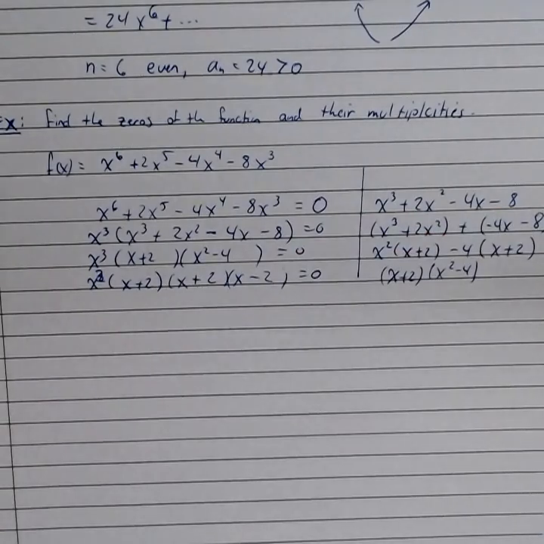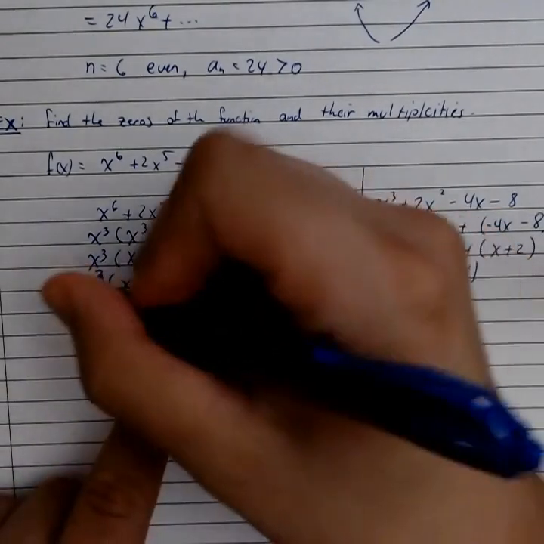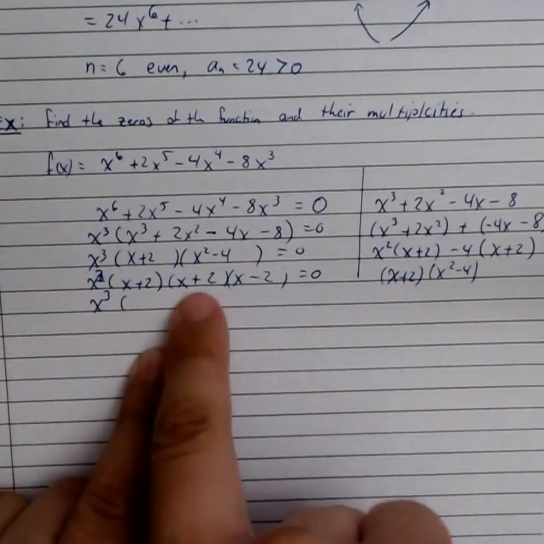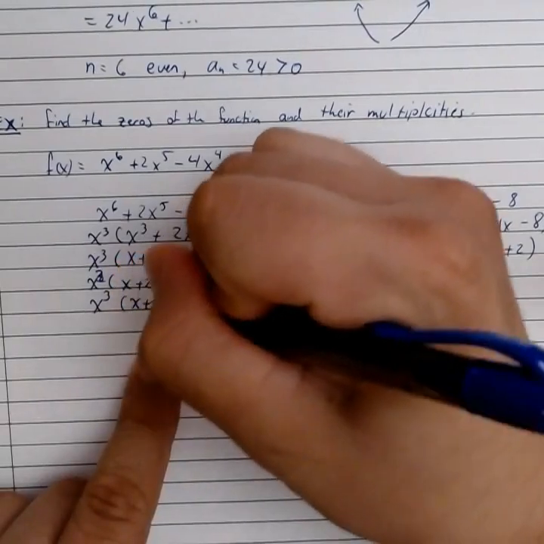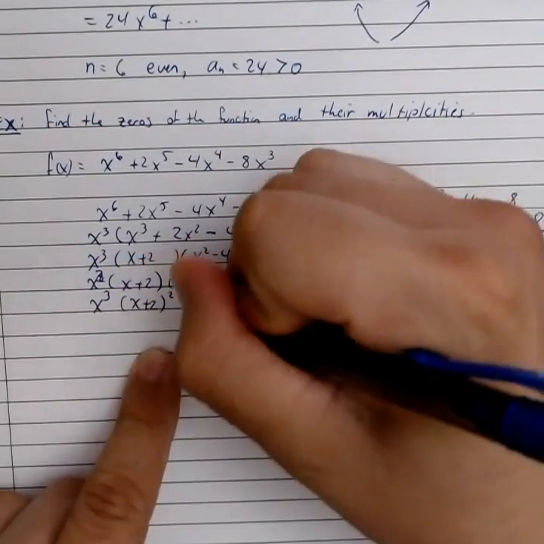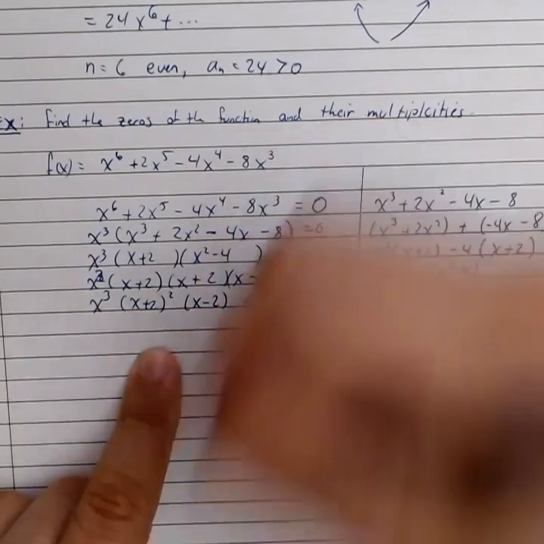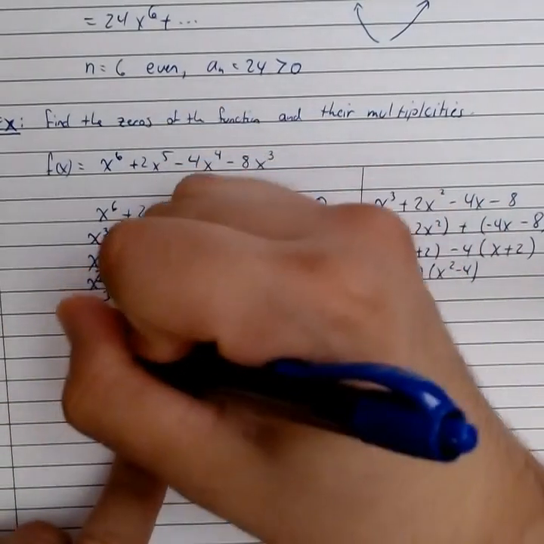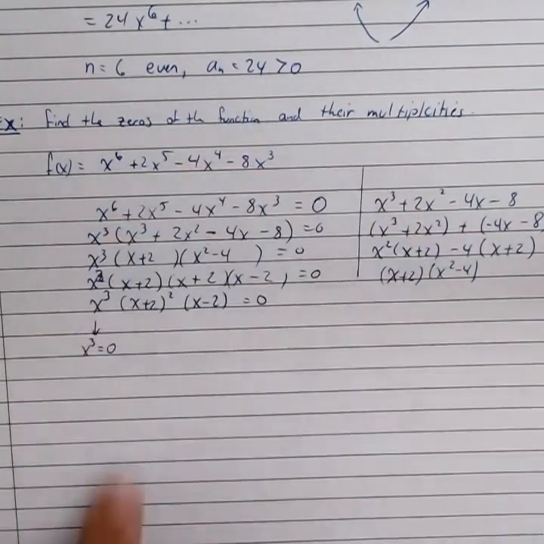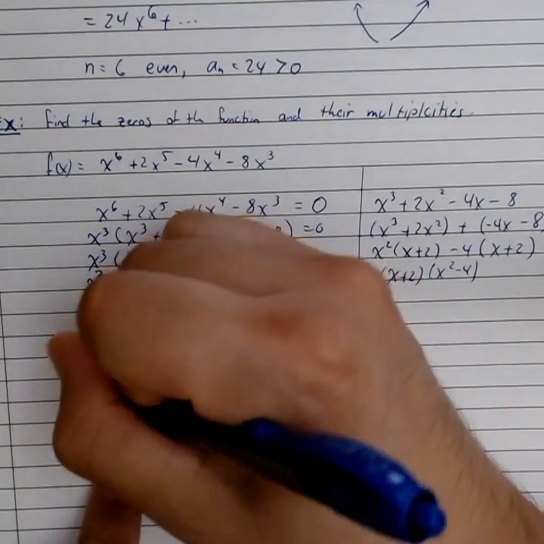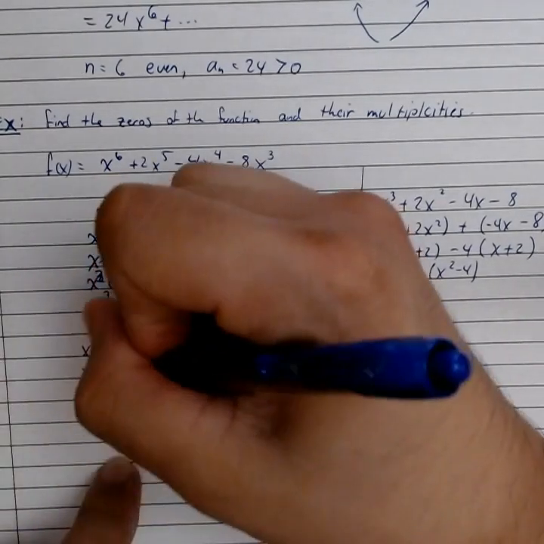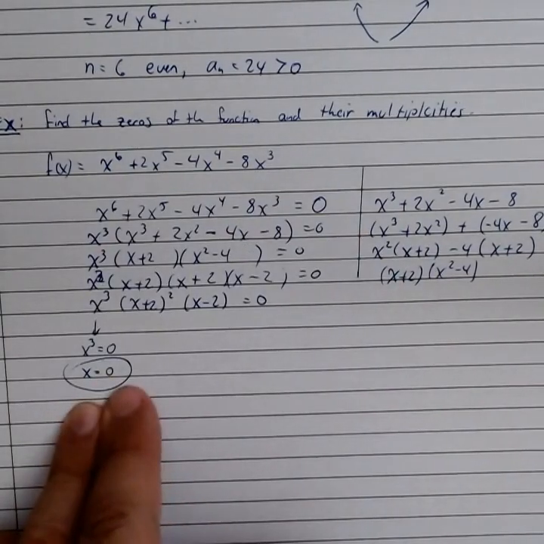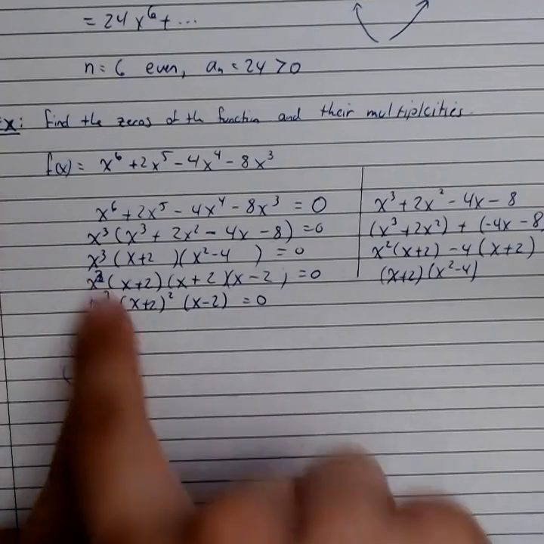We're all done. Notice that these are the same, so we can write them together. That's x to the third. That's x plus 2 times x plus 2, which is x plus 2 squared. And then that's x minus 2. So now we can go ahead and solve. Here, if x to the third is equal to 0, well, that's just the same as saying x is equal to 0. Oh, there we go. That's a solution. This is called a 0 of my function. In this case, 0 is a 0. Doesn't have to be, but in this case it is.